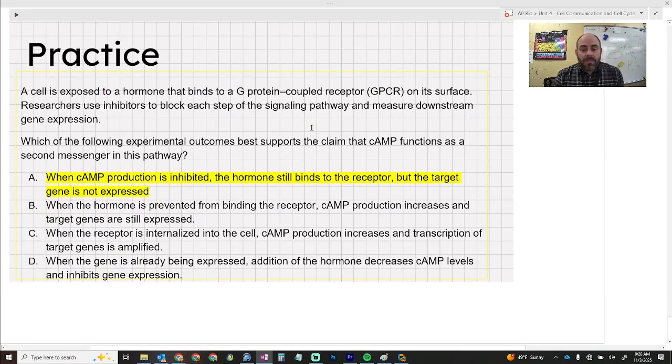I really hope this was helpful. 4.2 unlocks this entire unit, I think. And so spend some time with it. We're going to be moving on to 4.3.